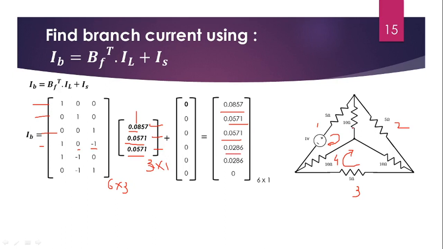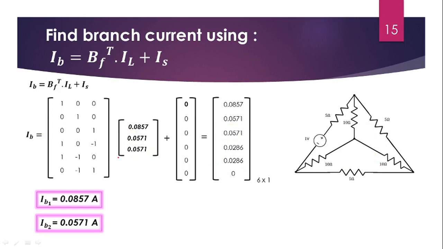0.0286. And what is the current flowing through this fifth branch? It is also IL1 minus IL2. So IL1 minus IL2. We got here 0.857 minus 0.0571. And what is the current flowing through branch 6? Branch 6 is having IL2 minus IL3, and both the values are the same. IL2 and IL3 are the same current. So that's why we find that it is 0. So in this way we may find the branch current.